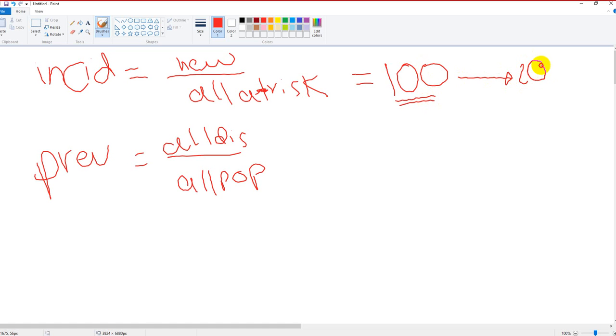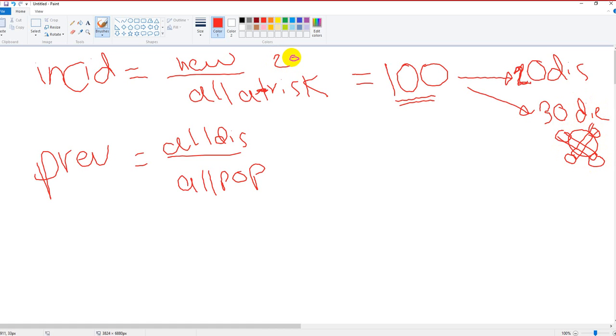20 got the disease, okay? From those 100, those who have the disease, 30 died. Okay? So what is the incidence? 20 over 70? Perfect.